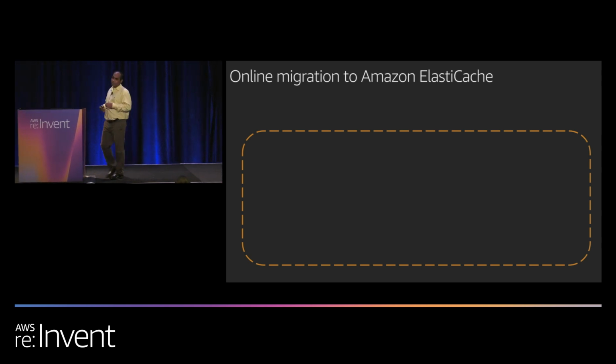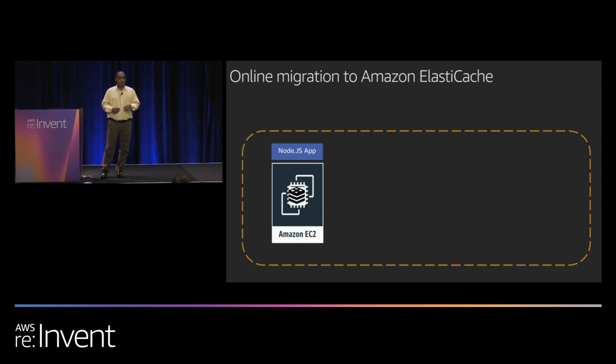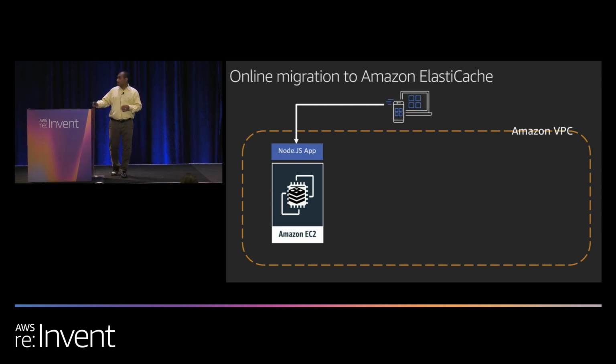For a typical Redis application, you have a node running Redis, in EC2 or on premises for that matter, and you have a node.js app that's running, consuming Redis data using the Redis API and providing the content. And you have mobile or desktop applications using your node.js app to get the content and render it to your customers.